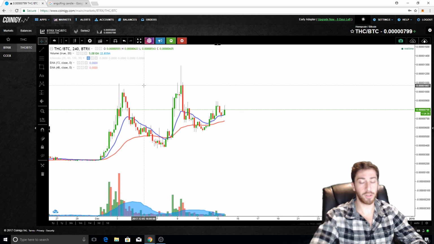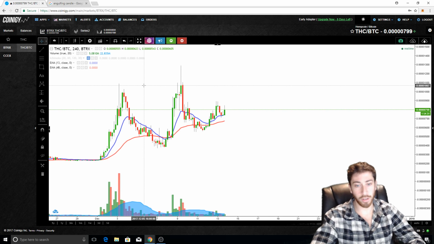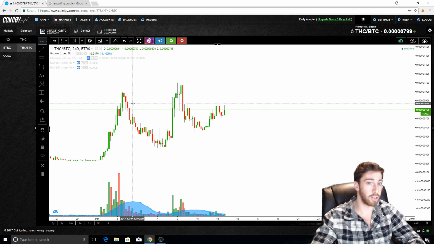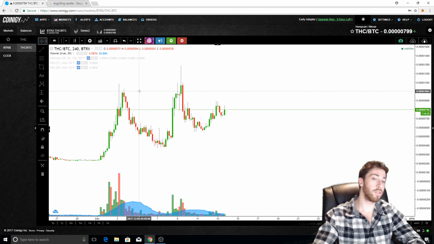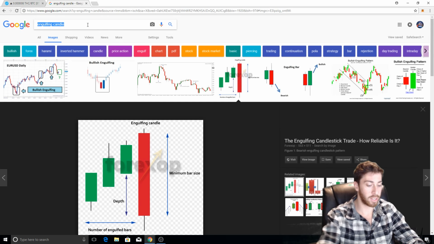Something I want to keep stressing is you don't need all these indicators. I personally don't use almost any indicators. I could trade without any indicators at all, just using the candlesticks. So if you're new to TA, one of the most important things you should learn is the different candlestick patterns. And there's a bunch of them. I'll show you guys some right now.